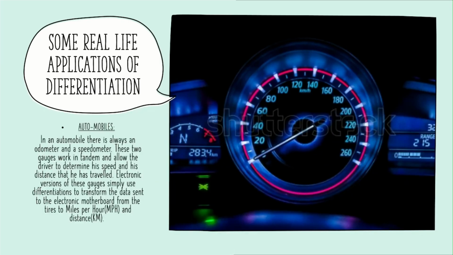Some real-life applications of differentiation. Automobiles. In an automobile, there is always an odometer and a speedometer. These two gauges work in tandem and allow the driver to determine his speed and the distance that he has traveled. Electronic versions of these gauges simply use differentiation to transform the data sent to the electronic motherboard from the tires to miles per hour and distance.